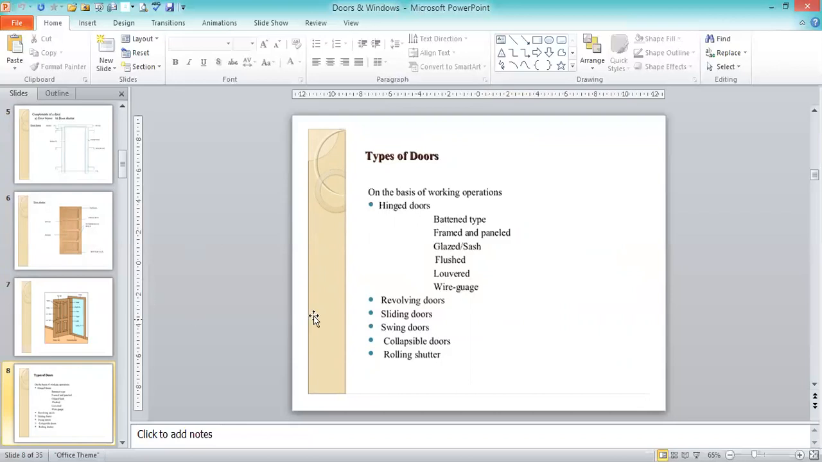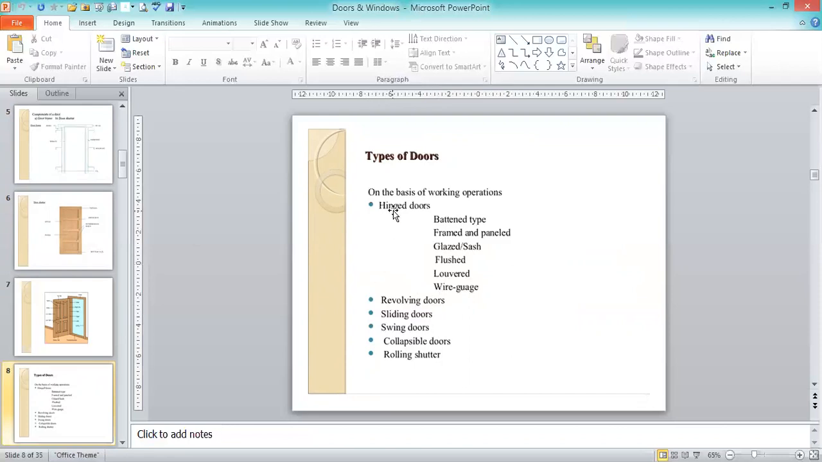Collapsible doors are seen in educational institutions and big offices where a large entrance has to be given. Rolling shutter doors are provided in almost all shops. Swing doors are required in restricted areas. Sliding doors are similar. Revolving doors are used for aesthetical appearance.